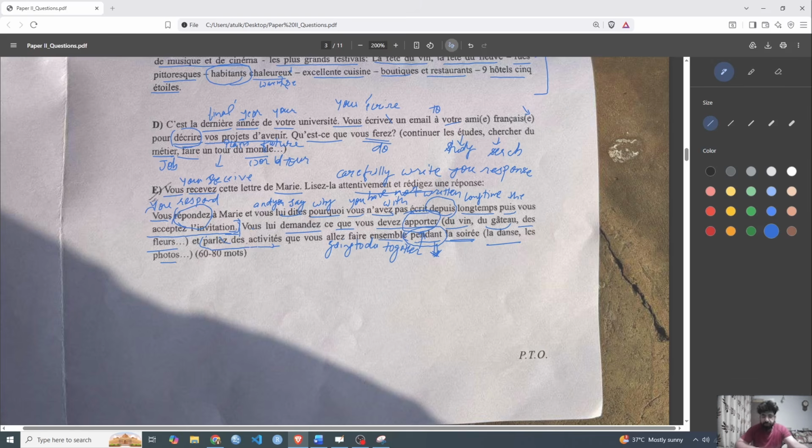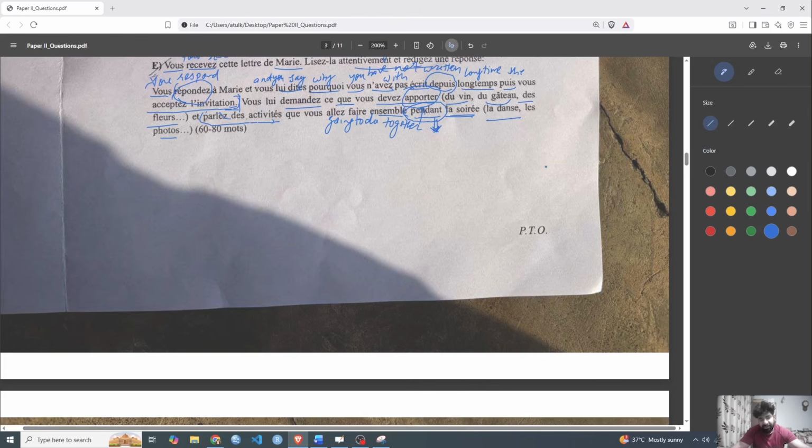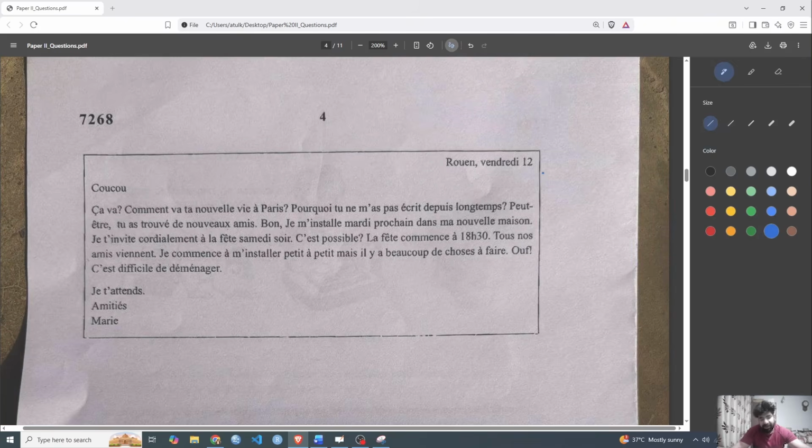I told you what activities you have to mention. They have already told you that you have to ask only about these activities. You should not ask anything which is beyond the decorum of the paper. So whatever your thoughts were, just hold on to dance and photos only. Okay, so now you just read through this.